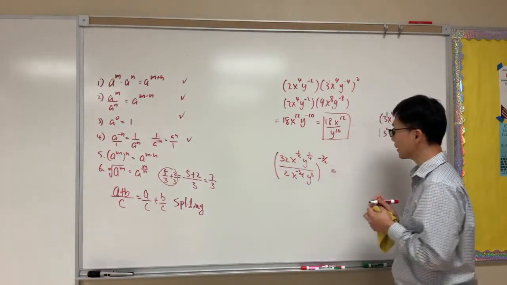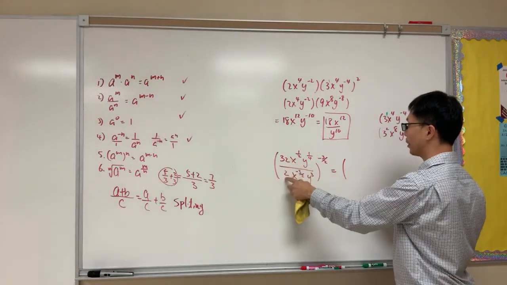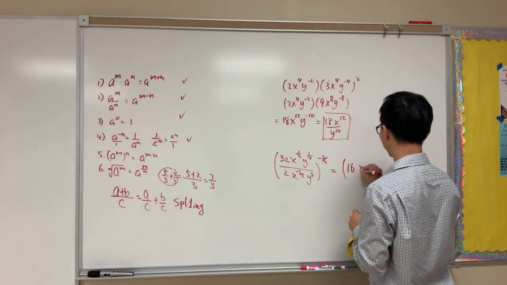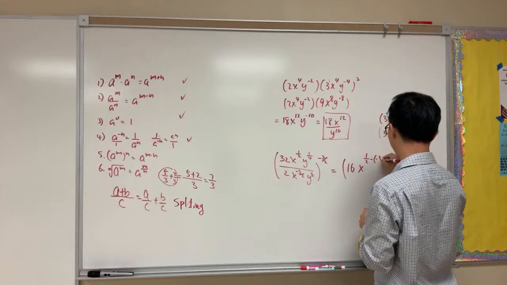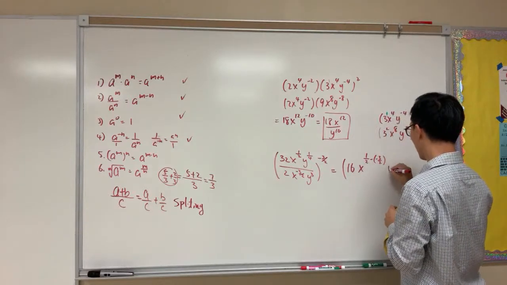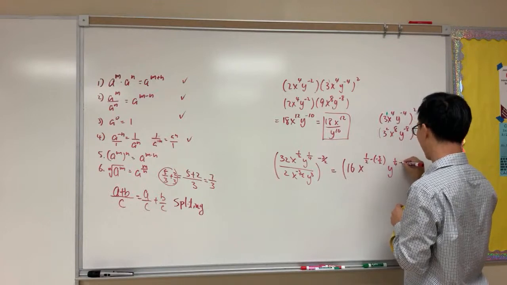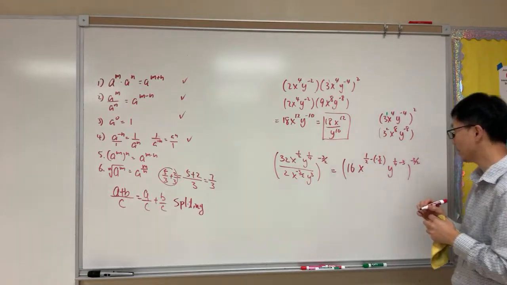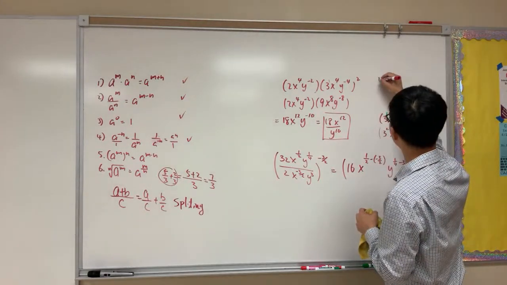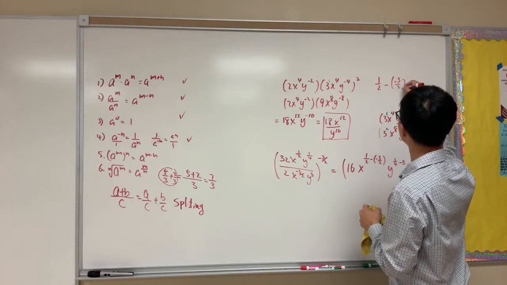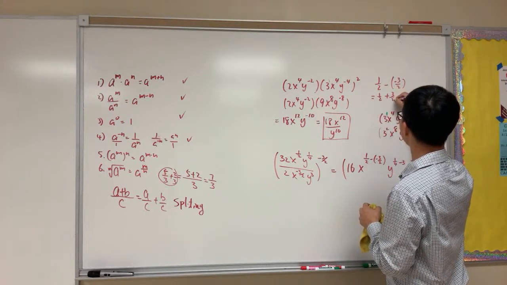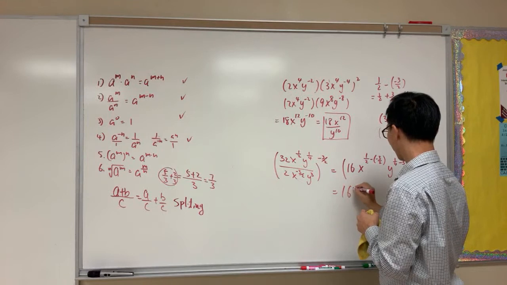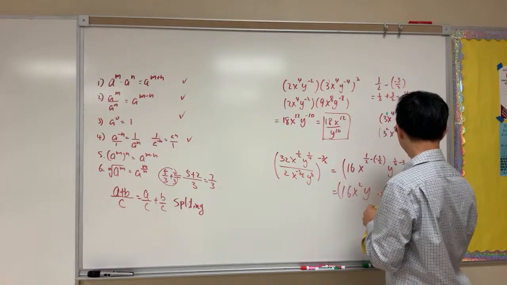Here I'm going to simplify this. That's equal to 32 over 2. That's going to be 16. X to the 1/2 minus negative 3/2, y to the 1/4 minus 3. I'm going to do this calculation on the side, so that helps me handle this type of problem. So it'll be 1/2 minus negative 3 over 2. That's equal to 1/2 plus 3 over 2. That's equal to 4 over 2. That's equal to 2. So that's equal to 16 x to the 2, y to the 1/4 minus 3.